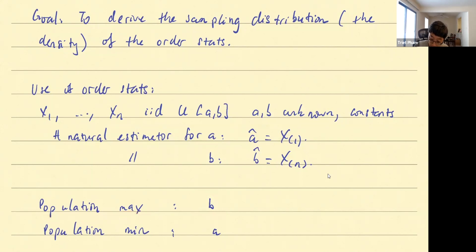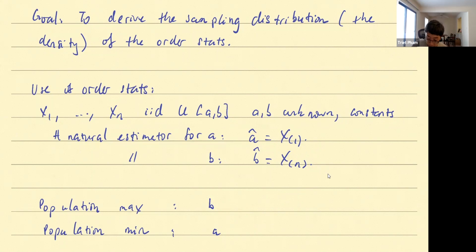Okay, but sample max, right, is A hat. Sample min is B hat. Or no, sorry. Okay, sample min is x1, sample max is xn. And then you use this as an estimator for A and B. Okay, these are what these notations mean. So basically, yes, you use the sample min as an estimator for population min. You use the sample max as an estimator for population max. Okay.